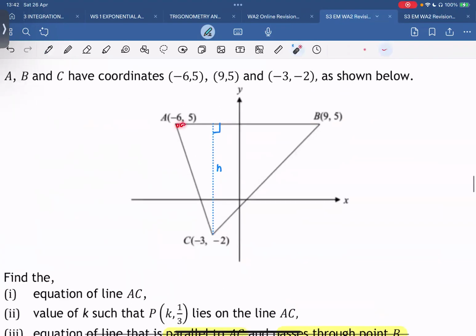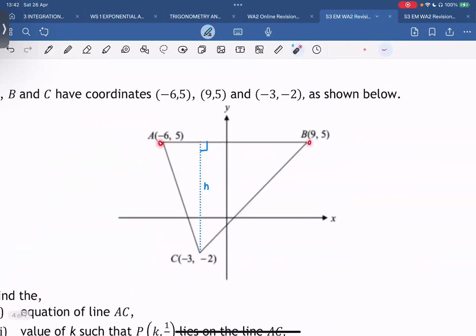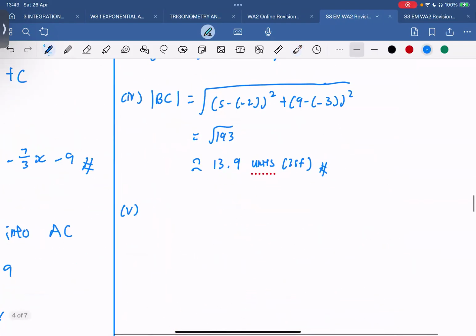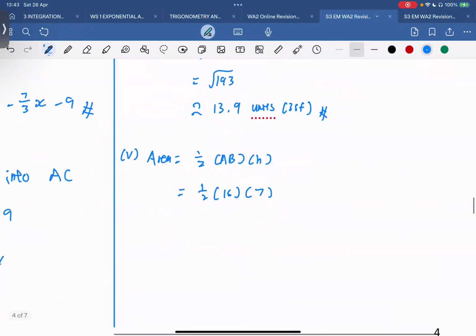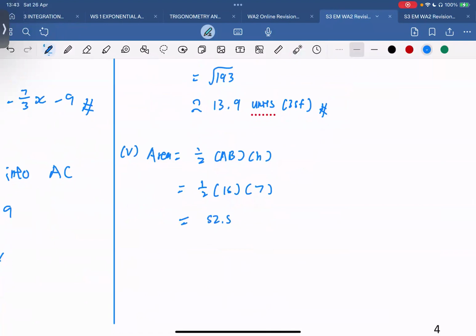Line AB is quite straightforward. We can see that A to B is from -6 to 9. That means the distance will be 15 units horizontally. And for h, we can see that we go from y coordinate 5 to y coordinate -2. That means the distance will be 7 units. Okay, therefore, our area must be half times AB times height. AB we know is 15, height we know is 7. So that will give us 52.5 units squared.